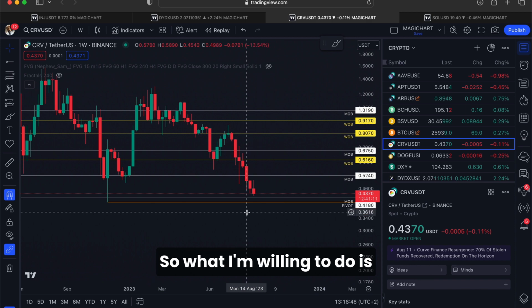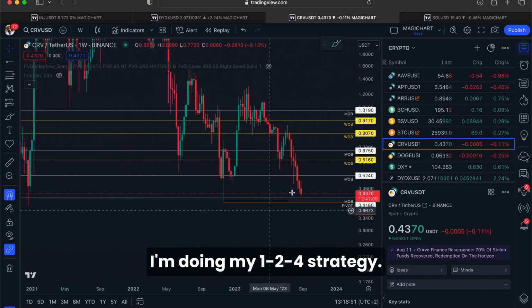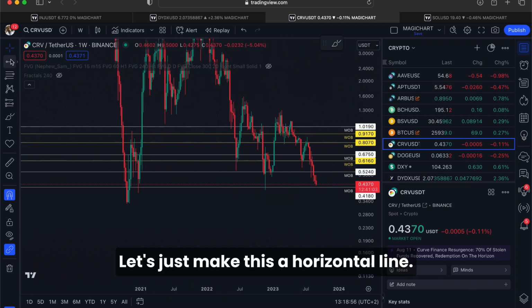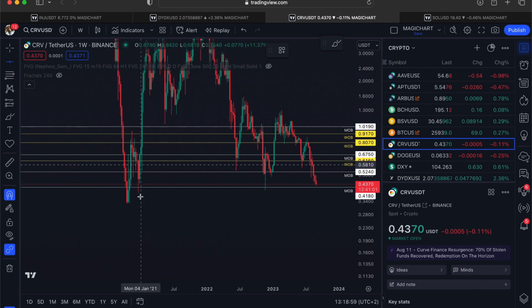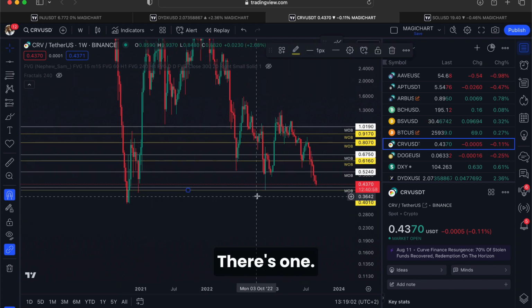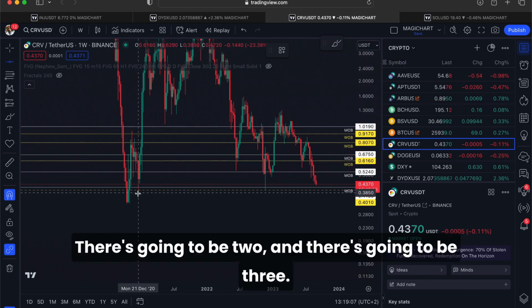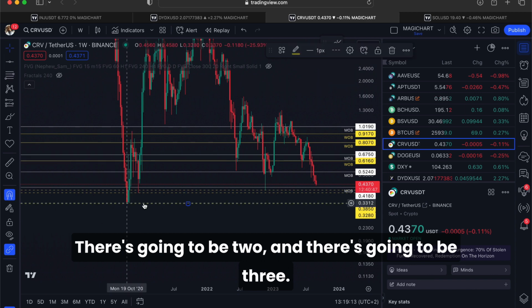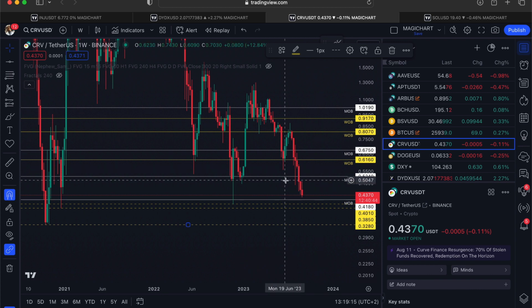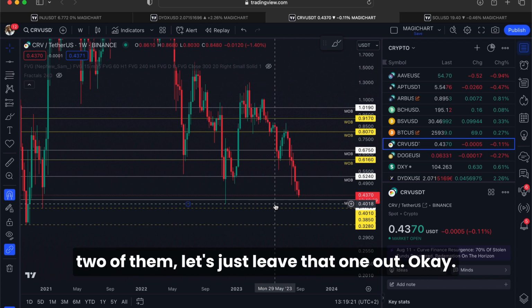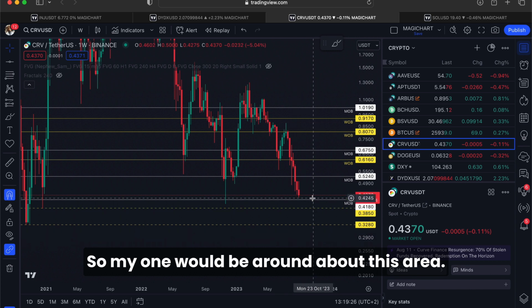So what I'm willing to do is my 1, 2, 4 strategy. Let's just see. Let's make this a horizontal line. Okay, there's 1. I'm going to dash it out. There's going to be 2, and there's going to be 3. Okay, I think if I need to choose between the 2 of them, let's just leave that one out. So my 1 would be around about this area.